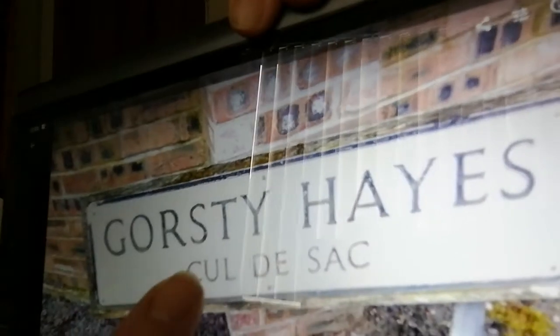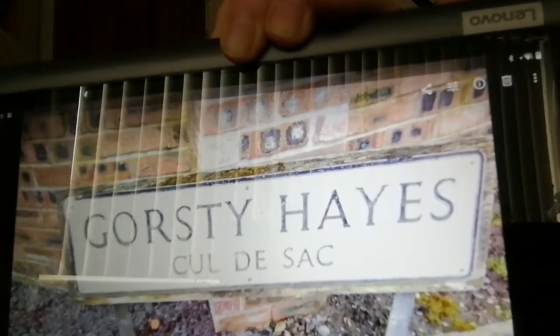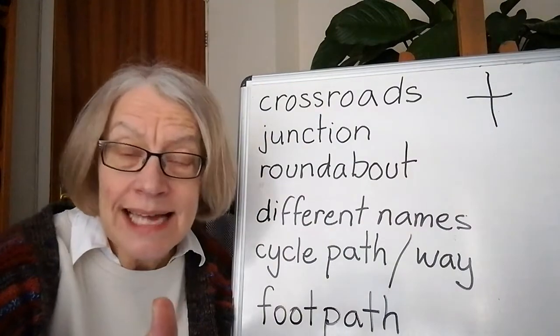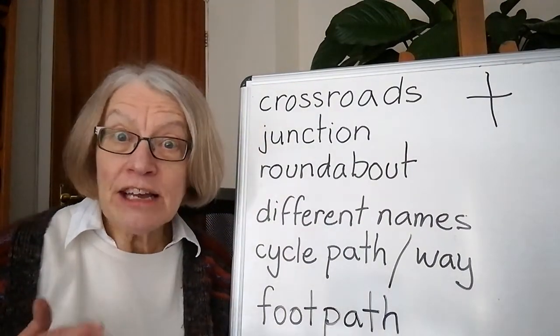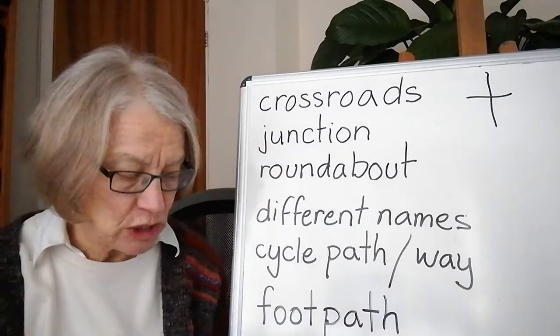It says, whoops-a-daisy, cul-de-sac. And actually that road is called Gorsty Hayes, which is a bit of a funny name, but it means that you can't get out at the bottom. If you're in a car, you go down that road, then you have to turn round in order to come out.